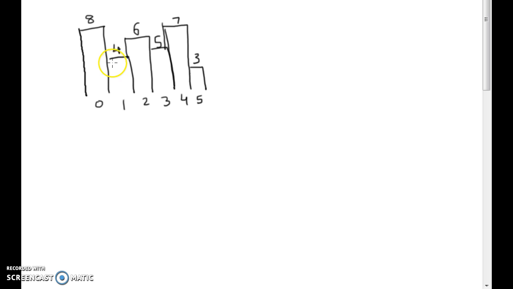So if you think about it just for a moment, let's say you're considering this building, right? So this building right now, the only rectangle that you can form with this building is just this area, right? So this particular area. So what would be the area of this particular first block, right?